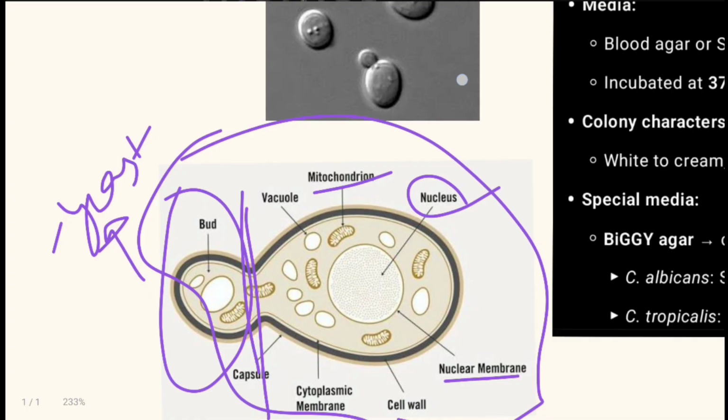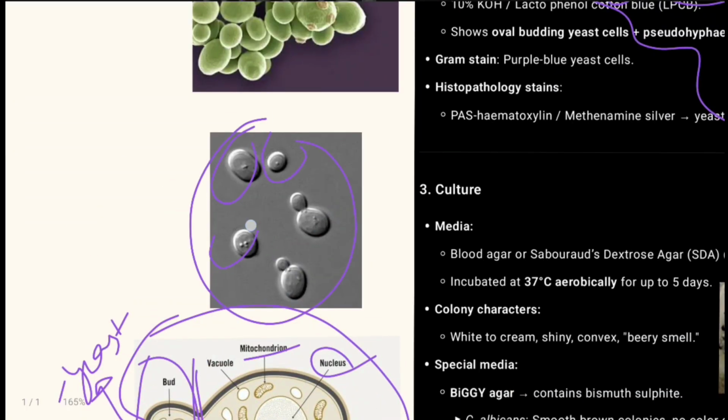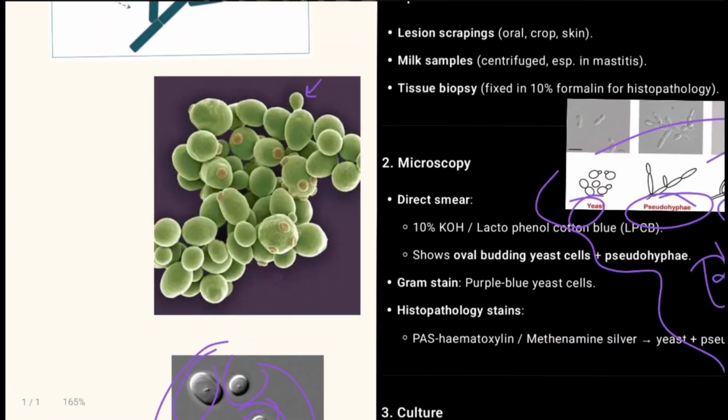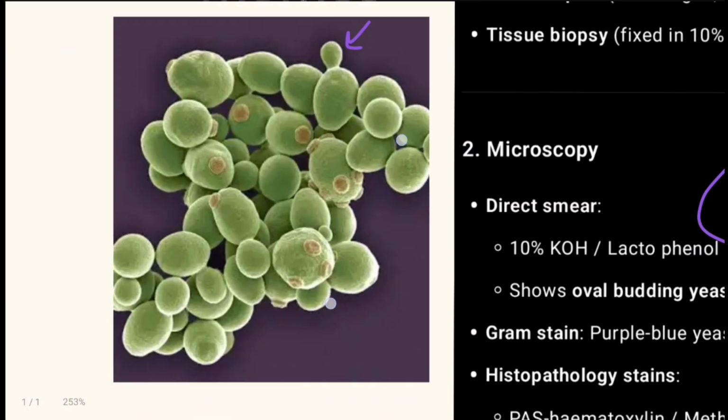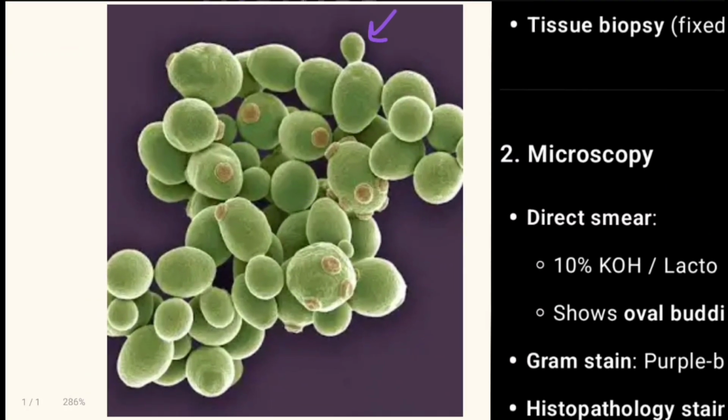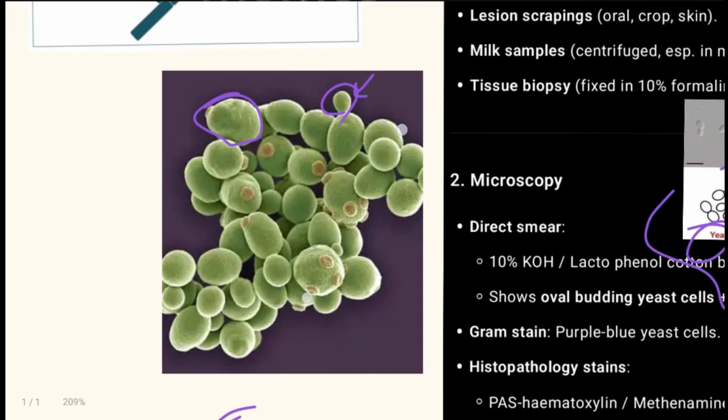Here also you can observe these are yeasts, and these are the buds on the yeast. And this is how electron microscopy will look. In this image, all these round to oval shaped yeasts are there, and on top of that, through budding, small buds have emerged. So this is about the yeast.